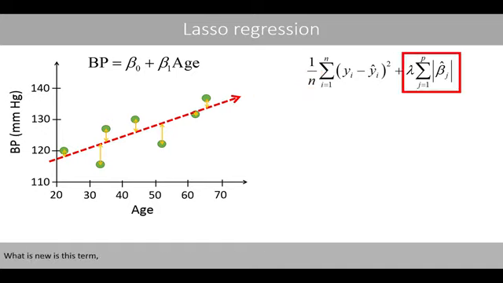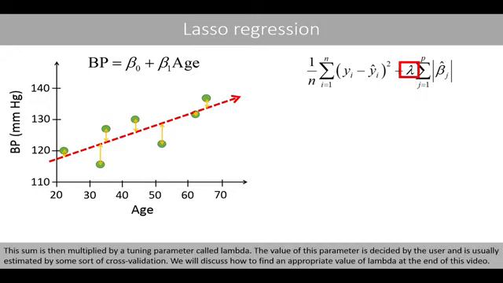What is new is this term, which sums the absolute values of the estimated parameters, except for the intercept. This sum is then multiplied by a tuning parameter called lambda. The value of this parameter is decided by the user and is usually estimated by some sort of cross-validation. We'll discuss how to find an appropriate value of lambda at the end of this video.